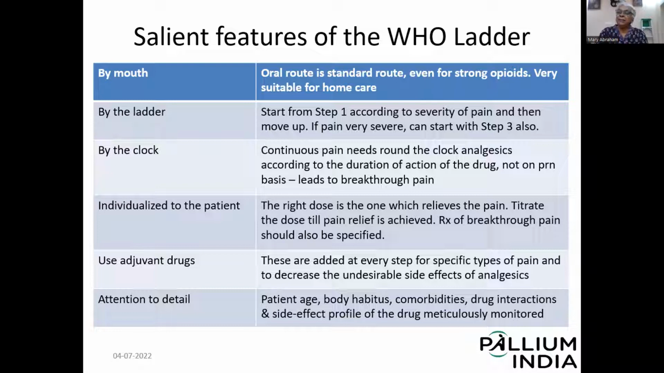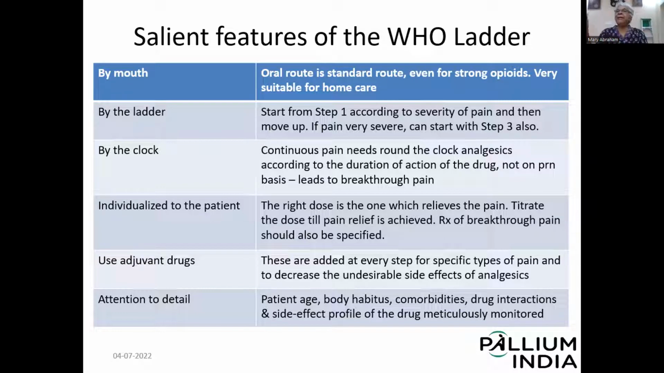So it means that in one patient, you can get that kind of relief with, say, 60 milligram morphine. In another patient, the relief is obtained only with, say, 300 mg morphine. But 300 mg morphine is the right dose for that second patient, and 60 mg is the right dose for the first. So it has to be very much individualized to the patient.